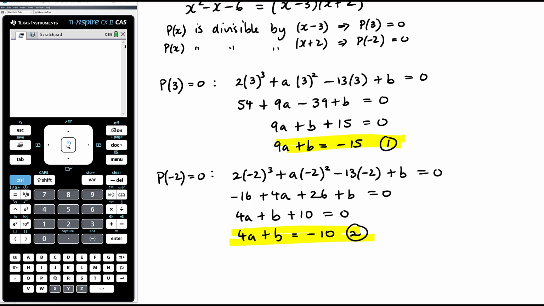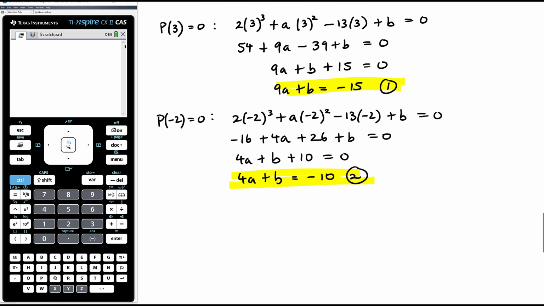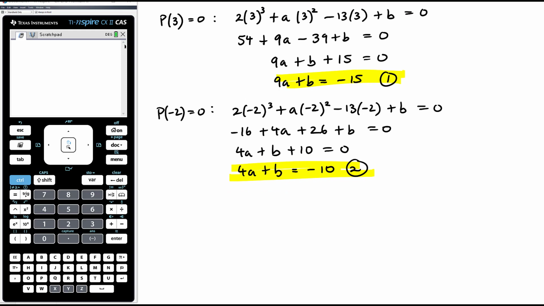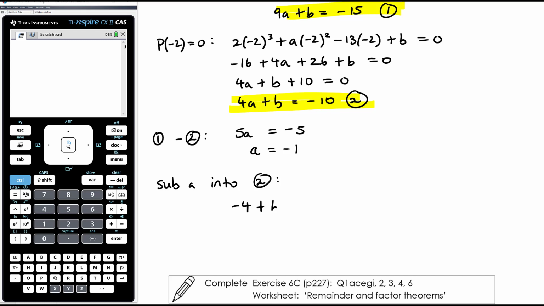Okay, so these are our two equations that we're going to solve simultaneously. Easiest to eliminate b or to make b the subject in one of them and use substitution. I'm going to eliminate b, and I'm going to do that by doing equation 1 take away equation 2. So 9a minus 4a is 5a. b minus b eliminates b, that was the point. Negative 15 minus minus 10 is negative 15 plus 10, which is negative 5. And so a is negative 1, and then we're going to substitute a into equation 2, and so we know that's going to be negative 4 plus b equals negative 10, and so b is negative 10 plus 4, which is negative 6. So a is negative 1 and b is negative 6.